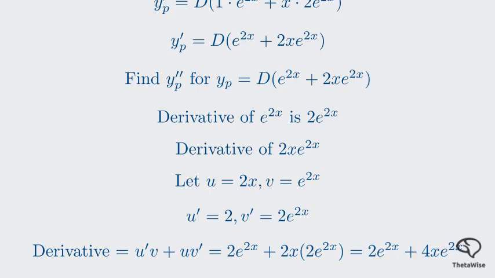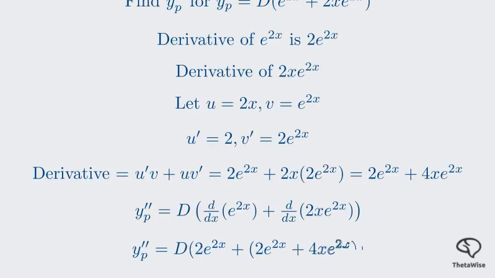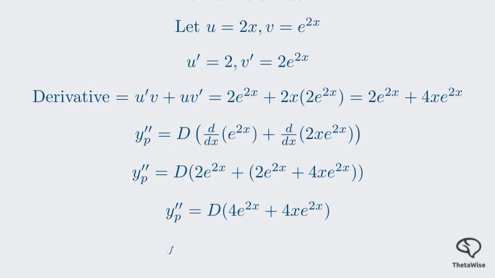Now let's combine everything for the second derivative. The second derivative is d times the derivative of e to the 2x plus the derivative of 2x e to the 2x. This gives d times the quantity 2e to the 2x plus 2e to the 2x plus 4x e to the 2x. Combining like terms, we get d times 4e to the 2x plus 4x e to the 2x. Distributing the d, we have 4d e to the 2x plus 4dx e to the 2x. Now we have all the pieces we need, y sub p prime and y sub p double prime.